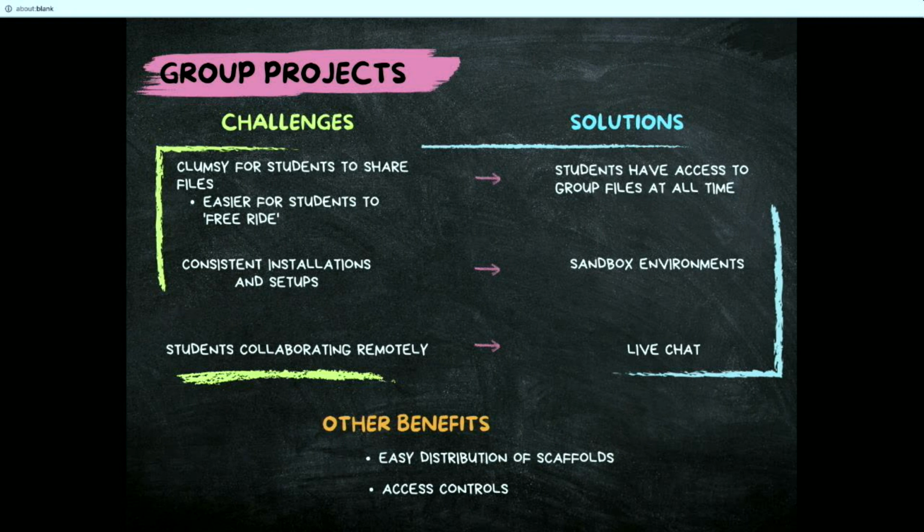And then a couple of other benefits for us, which I thought were really great, is it's really easy for us to distribute scaffolds for assessments. For example, we know exactly what we want the students to do, and to guide them, we give them that scaffold. It's easy to just put that in a workspace, and they can clone that workspace for their own group and work through that. And also there are the access controls, so that different groups cannot just jump into another group's assessment task and copy.